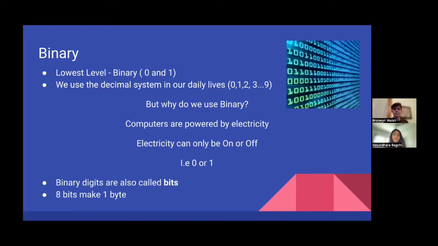Now, binary digits are also called bits. 8 bits make 1 byte, and you probably heard the word byte before in the sense of kilobytes, megabytes, and gigabytes, and the storage that you have in all of your computers. But now you know what it actually means and what it consists of.